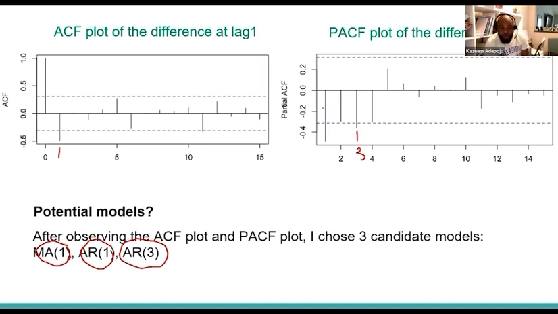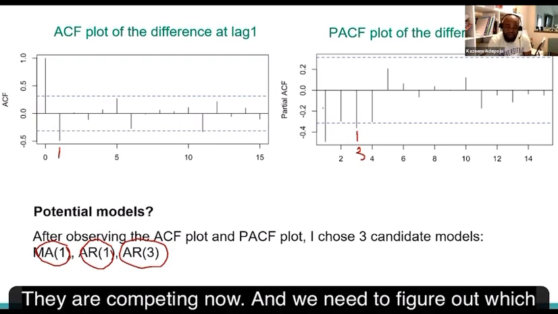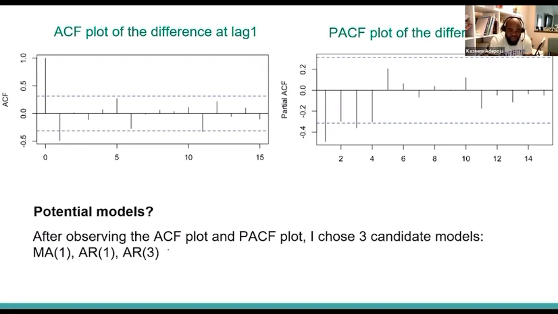We can have a situation whereby our plot could reveal more than one model. Because we got more than one model, we're basically going to call them 3 candidate models. They are competing now, and we need to figure out which one is the best among the 3. I need someone to confirm if you really understand how I used the ACF plot and PACF plot to suggest MA1, AR1, and AR3.